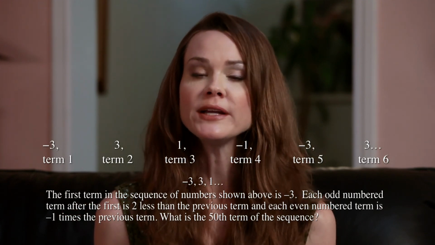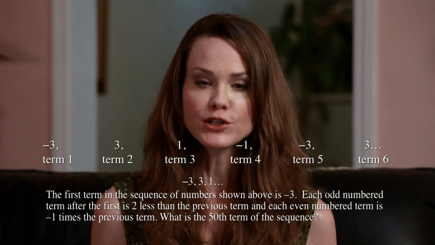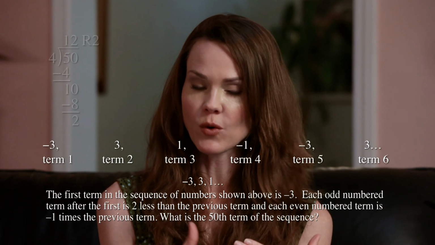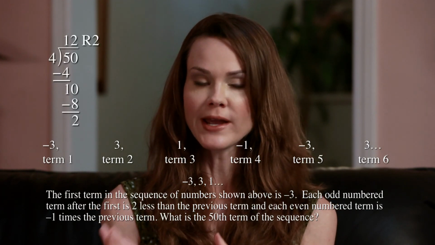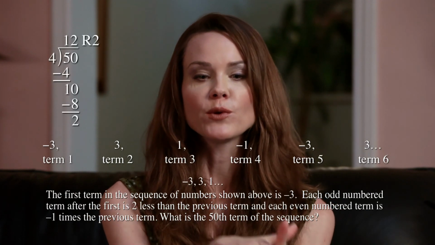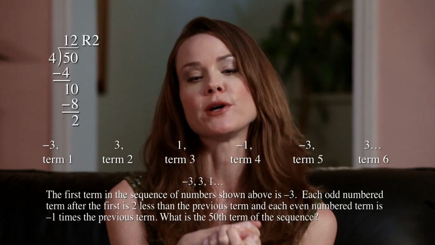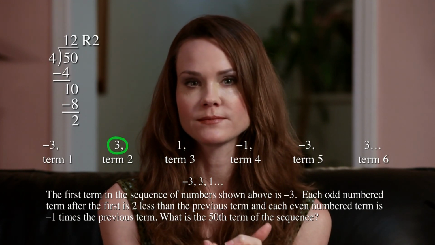They want to know the 50th term of the sequence. So from here, we divide 50 by 4, and we get a remainder of 2. And if we count 2 in, we realize the 50th term is going to be 3.